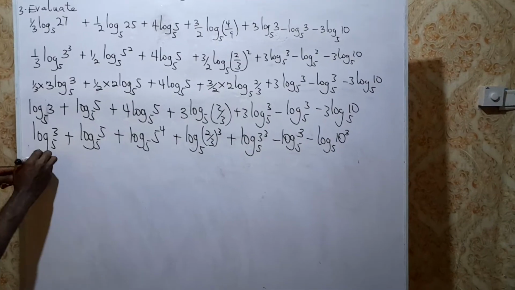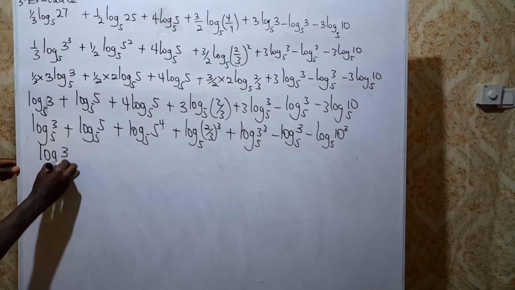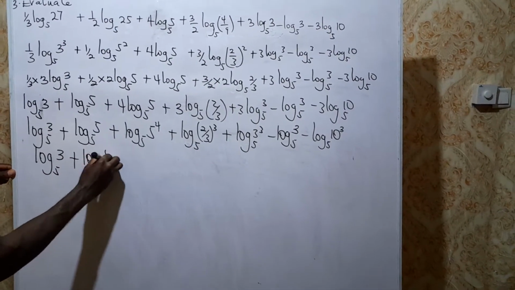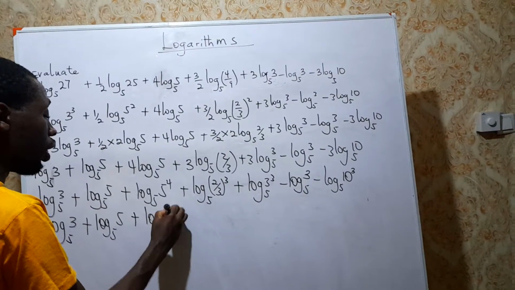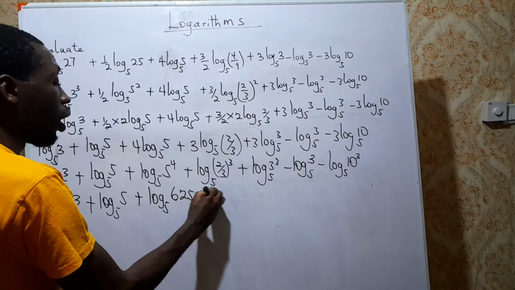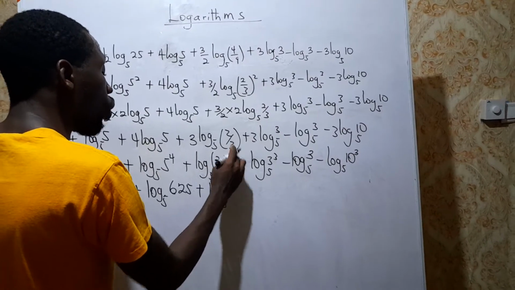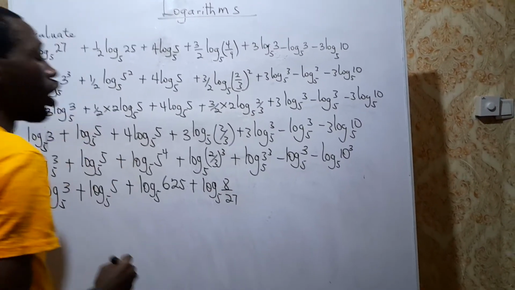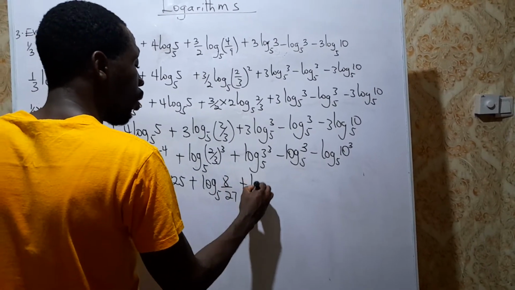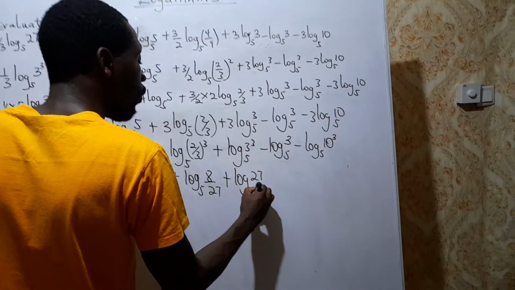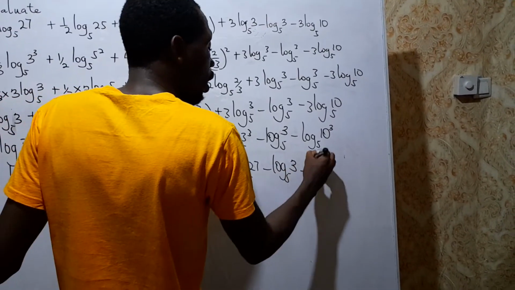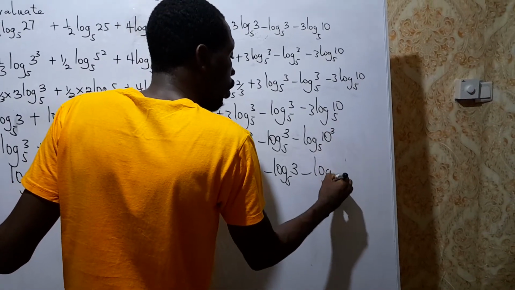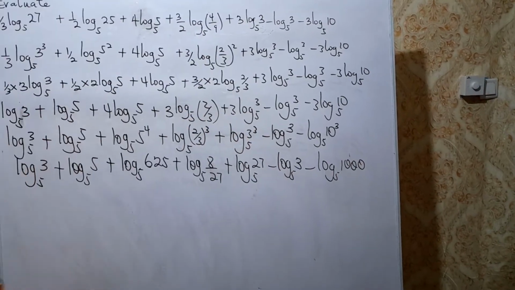Now let's simplify this. So we have log 3 base 5 plus log 5 base 5, then plus 5 exponent 4, which will be 625, then plus log, this will be 2 cube is 8 and 3 cube is 27, so 8 over 27 base 5, then plus log 3 exponent 3 is 27 base 5, then minus log 3 base 5, then minus log 10 exponent 3 will be 1000 base 5. I hope you get that.